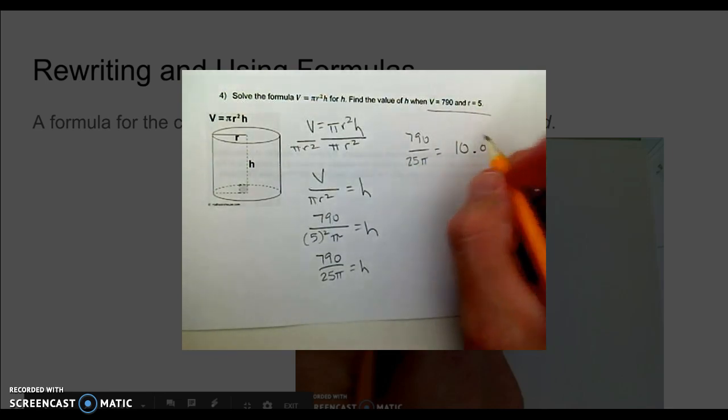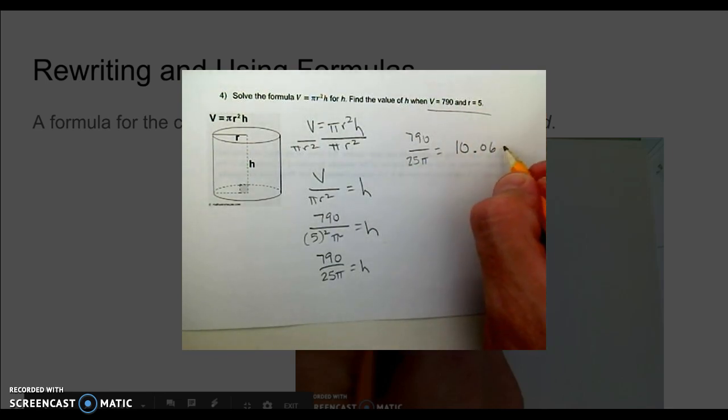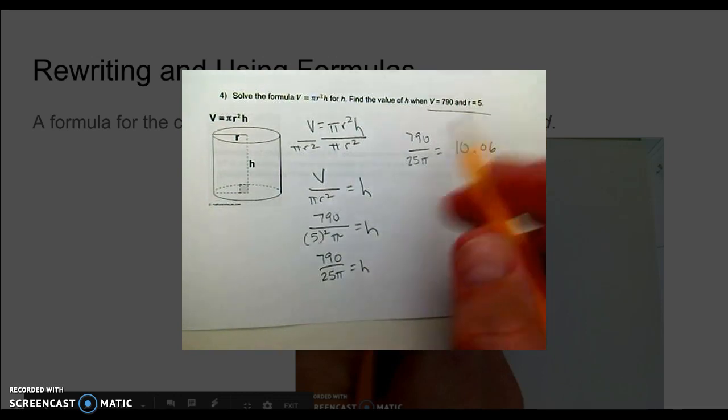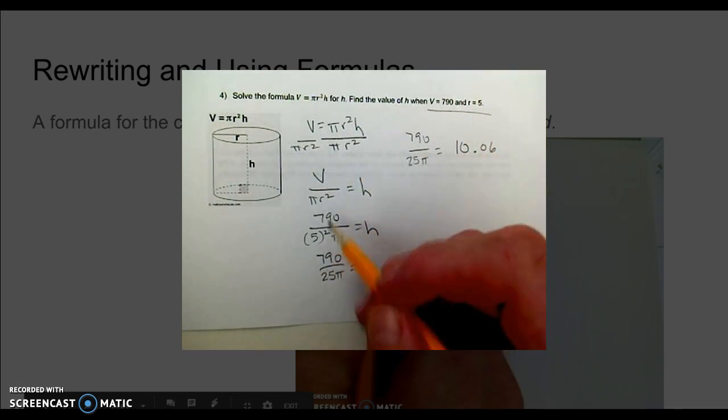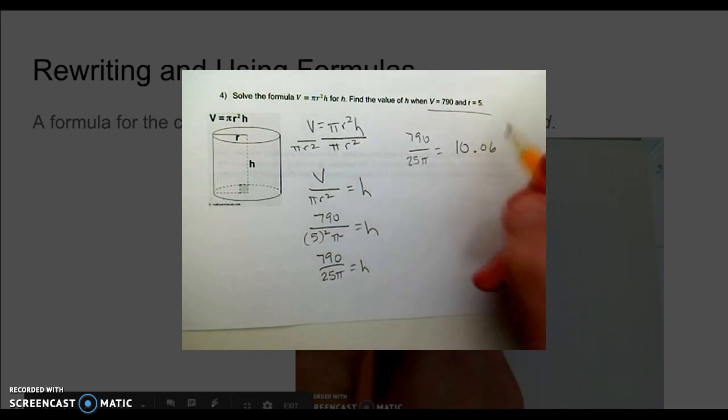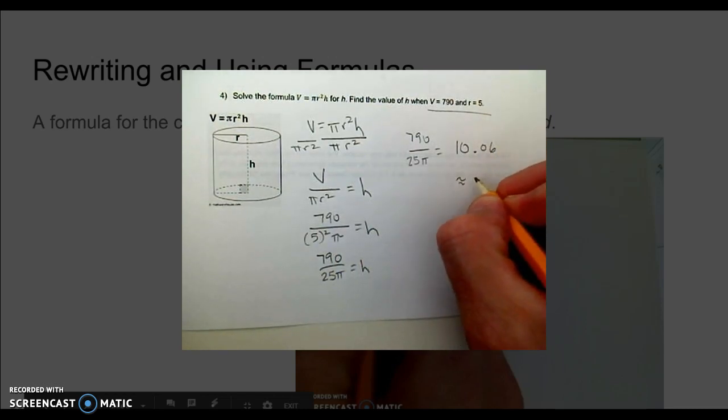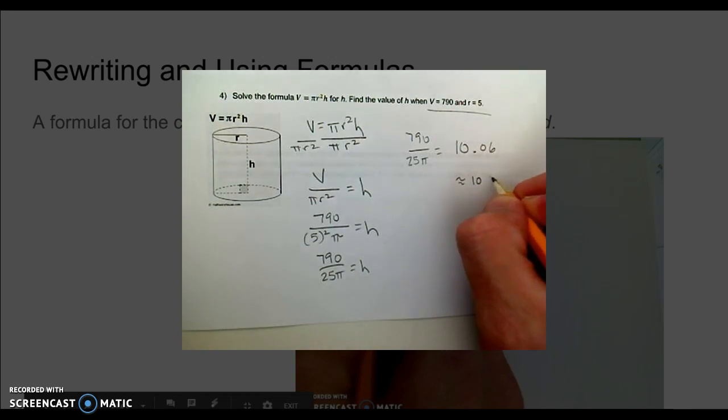10.06. And so we want some units on that, and we don't know exactly what unit we're given. And as far as significant digits, 10.06 is probably a little bit too precise. So we would say that is about 10 units high.